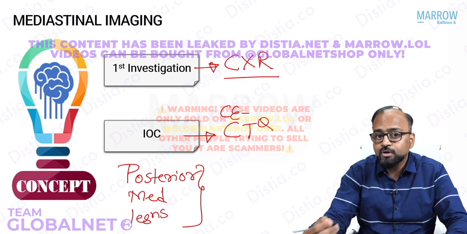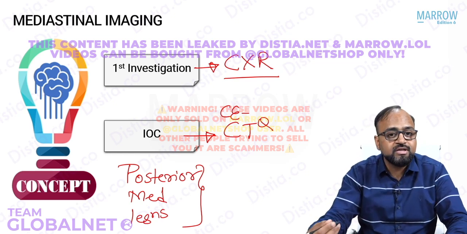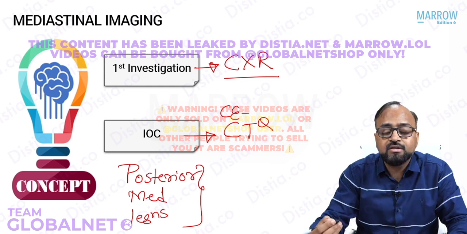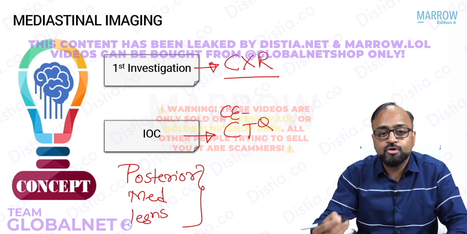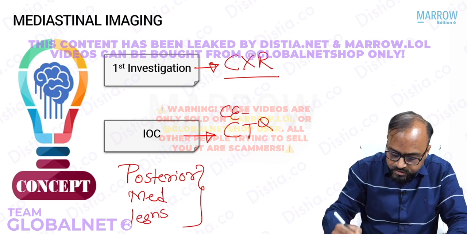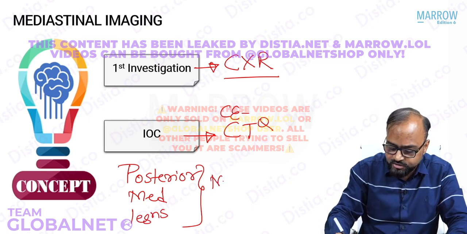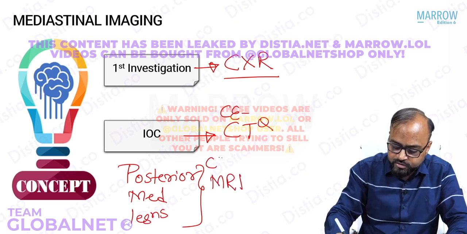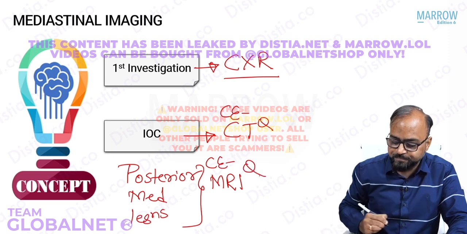Neurogenic tumors. And because they are neurogenic, we need to see whether they are extending into the spinal canal, whether they are affecting the spinal cord. And because we have to see this neural involvement, the investigation of choice for posterior mediastinal lesions is MRI. It is usually a contrast enhanced MRI.